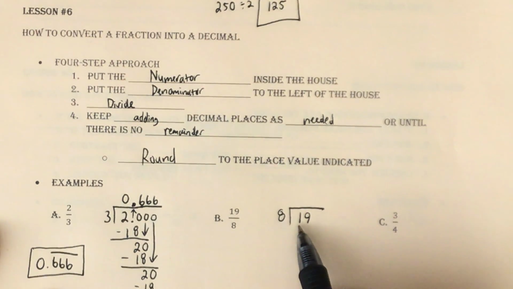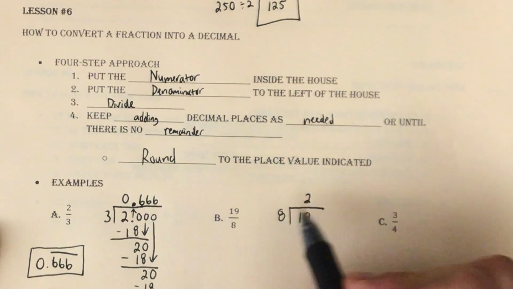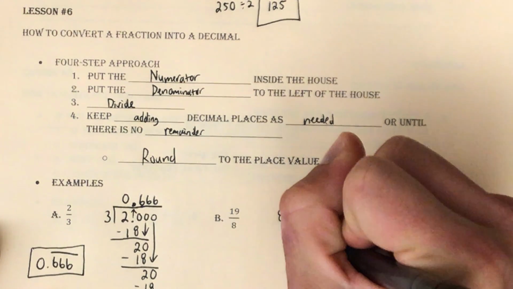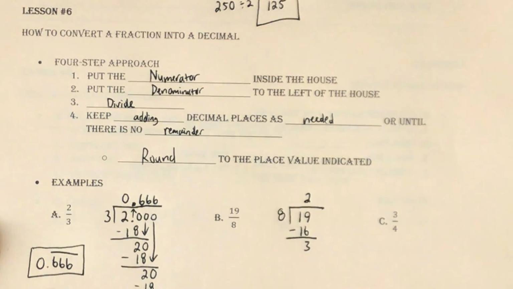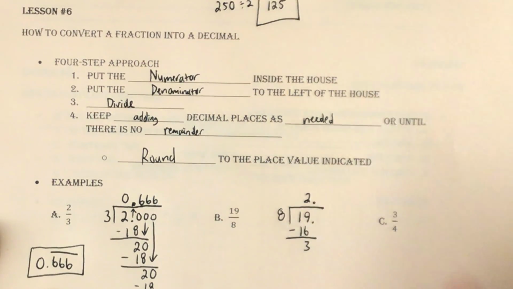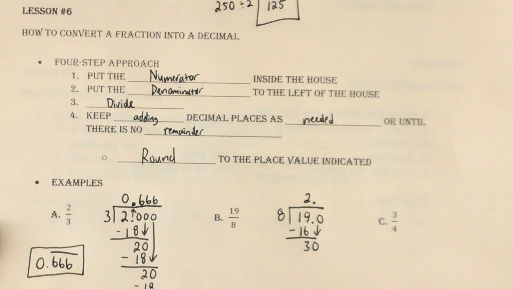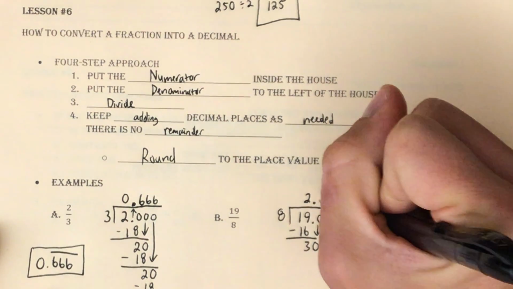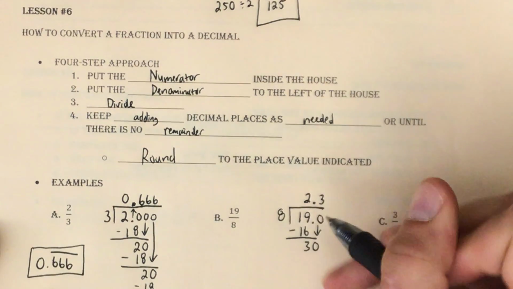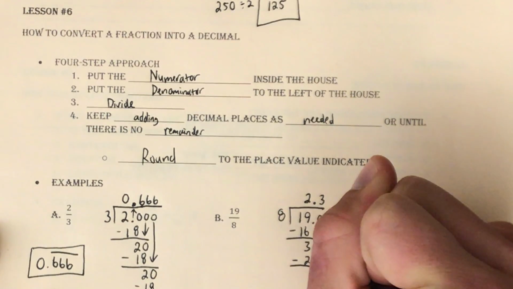Well, 8 doesn't go into 1, but 8 does go into 19 2 times. Well, 2 times 8 is 16, so 19 minus 16 is 3. So I've got a remainder of 3, which means now I've got to add that decimal in. So that decimal is going to go up there. All right, add one of those invisible zeros and bring it down. So I've got 8 into 30 now, right? Well, 30 divided by 8, 8 goes in 3 times, right? 3 times 8 is 24. So subtract that, we get 6.